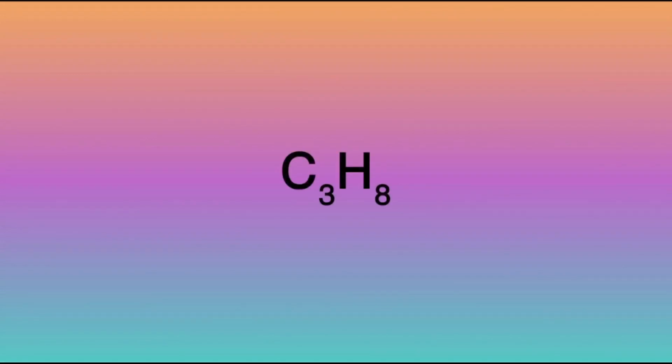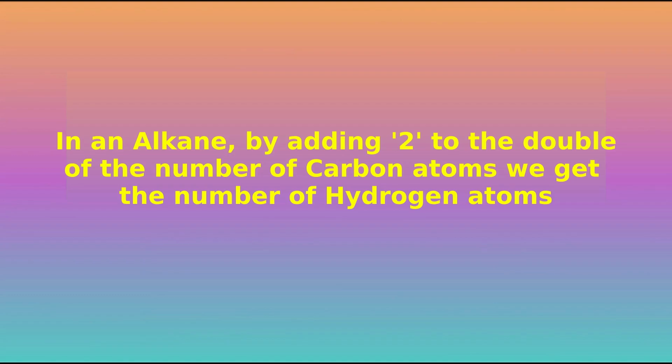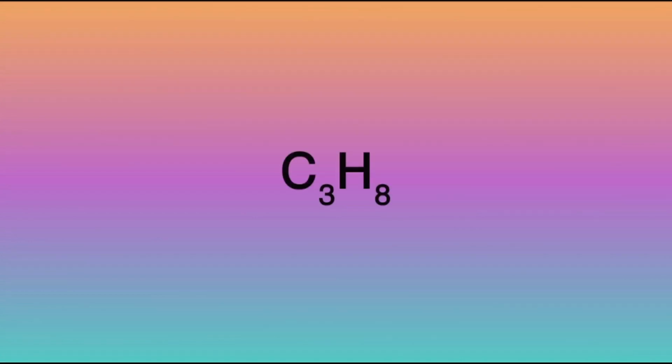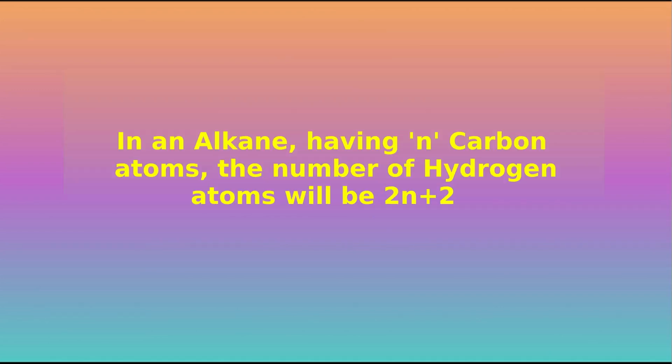What is the relation between the number of carbon and hydrogen here? We get the number of hydrogen by adding 2 to double the number of carbon atoms. How many hydrogen atoms will be there in a hydrocarbon having 3 carbon atoms? Is it 8? Here also, by adding 2 to double the carbon, we get the number of hydrogen atoms.